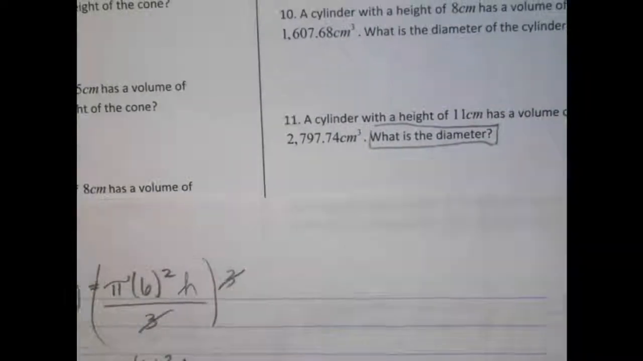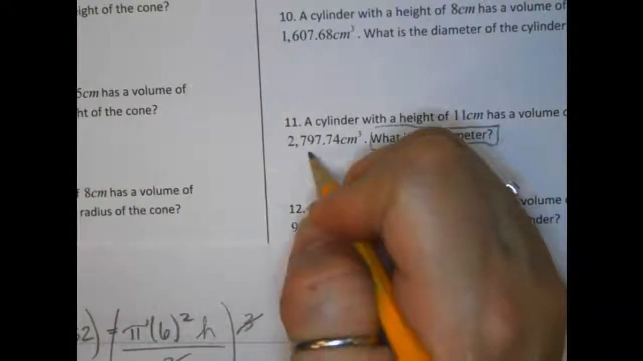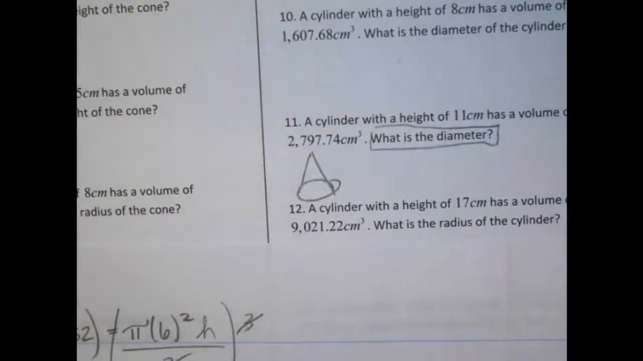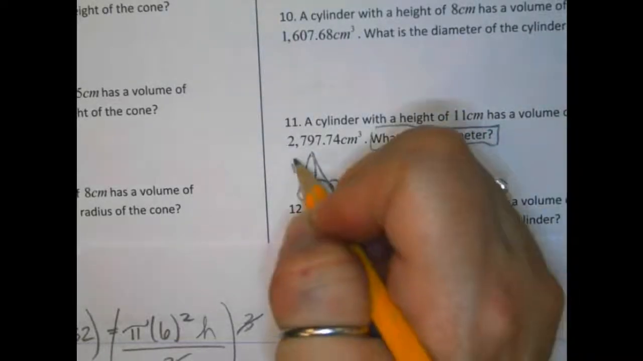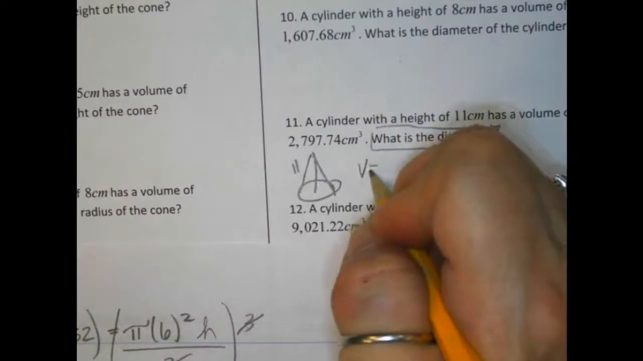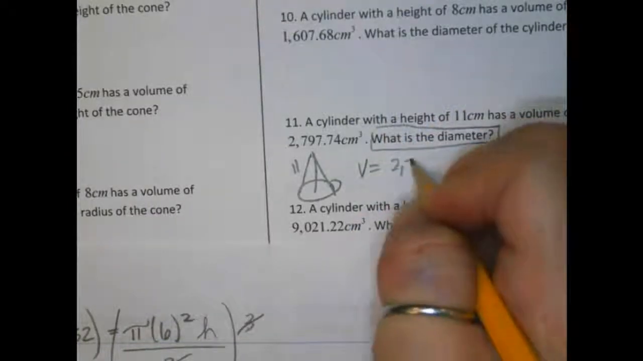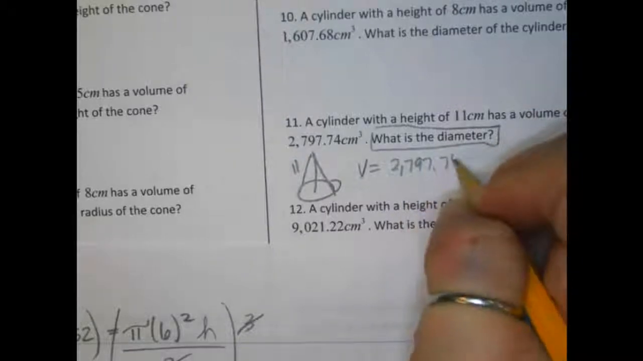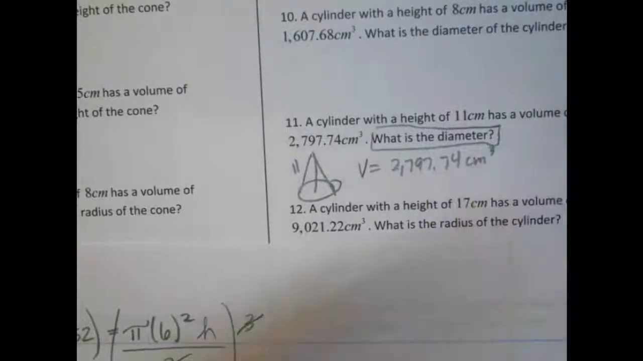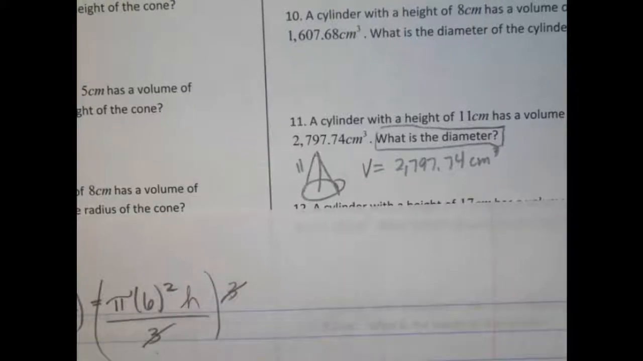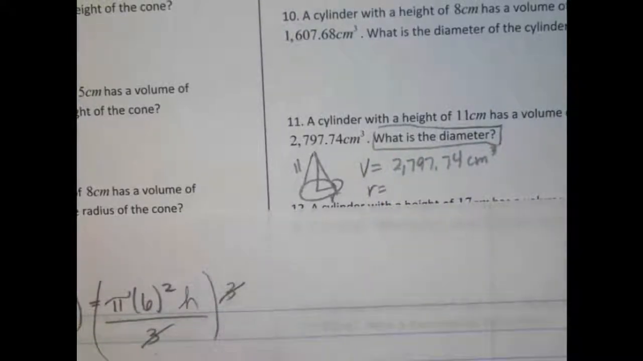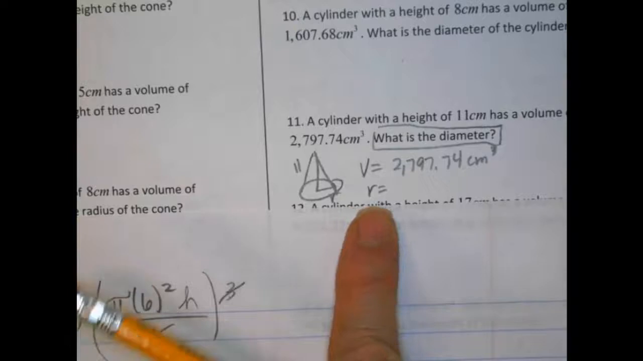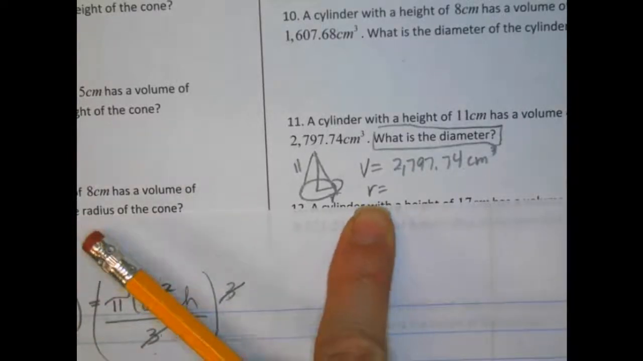So let's go ahead and put this into a picture here. Here's my cone. There's my circular base. It has a height of 11. It says my volume is 2,797.74 centimeters cubed. That's what I know. I do not know what radius is. Okay, so I don't know what R is equal to. But when I find R, how do I find my diameter once I find R?